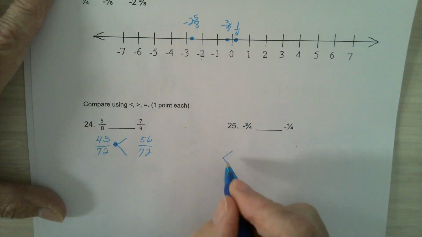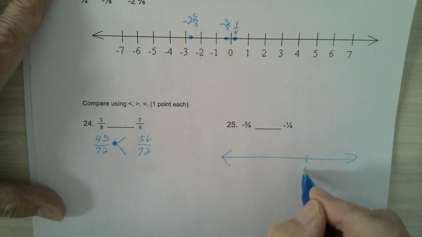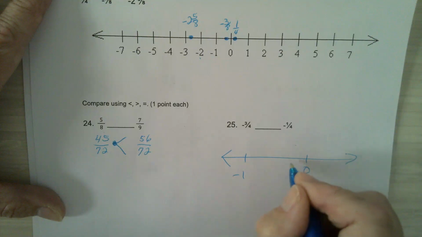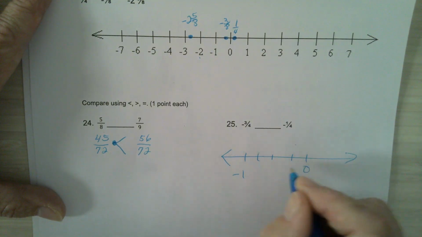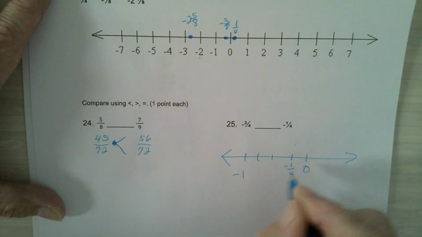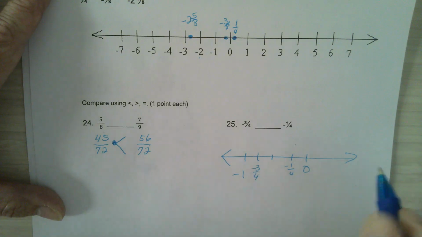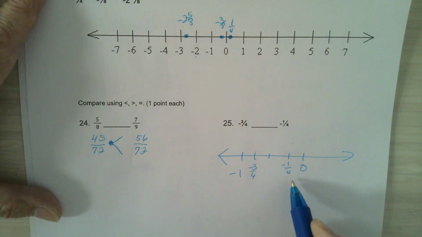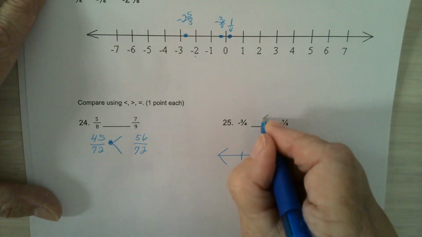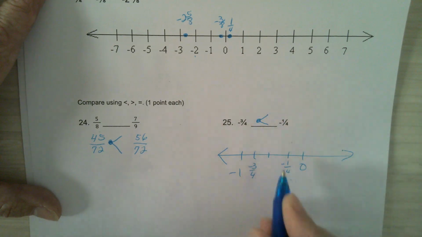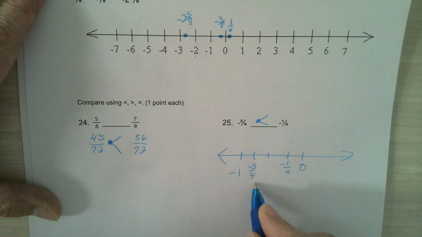This one, you got to be careful. When you think of it on a number line, here is 0, here is -1. This is -1/4. This is -3/4. Which one is bigger? -1/4 is bigger, so the point goes to -3/4. When you're plotting on a number line, the number to the left is always the smaller number.